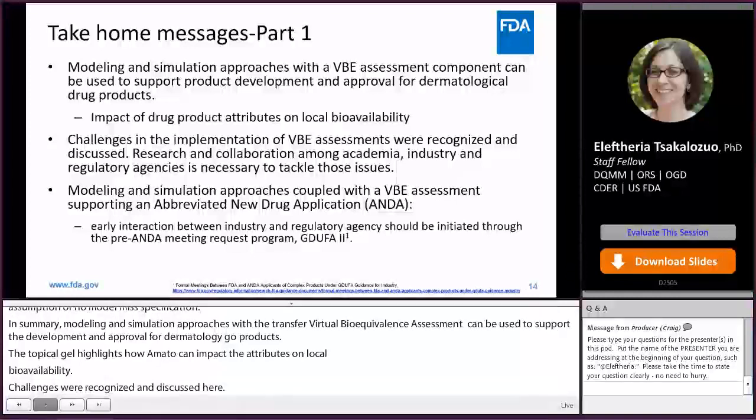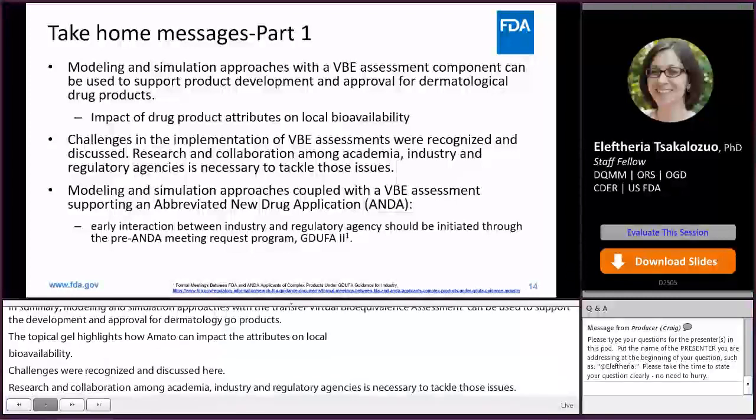Early interaction between industry and the FDA should be initiated through the pre-ANDA meeting request program under GDUFA 2.